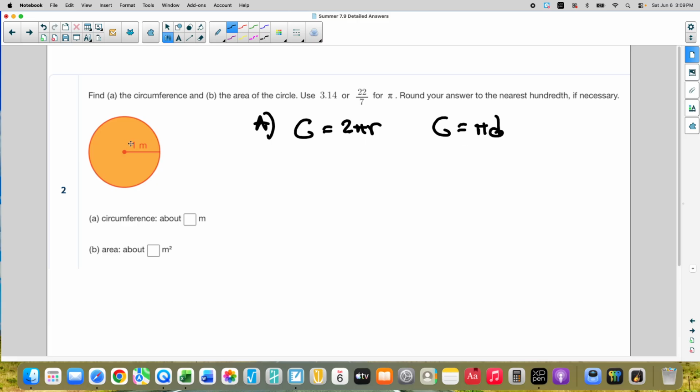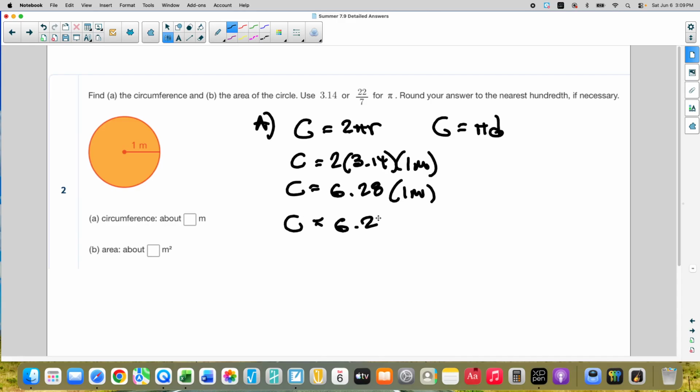You can use either of those formulas for the circumference. So since we're given the radius, we're going to use this one. So circumference equals 2 times 3.14 times the radius, which is 1 meter. Circumference equals 6.28 times 1 meter, which gives us 6.28 meters. That would be the circumference around the circle.